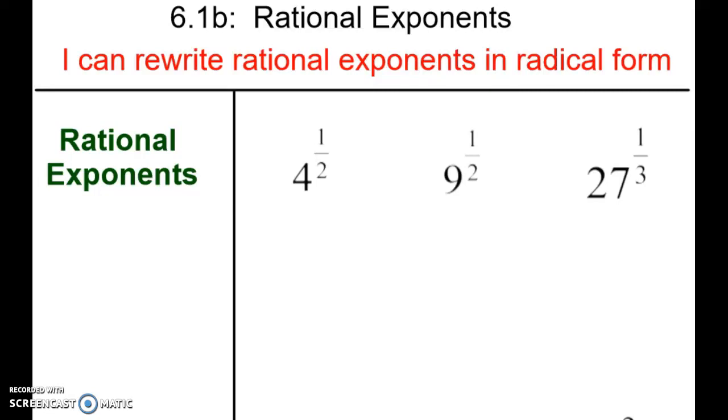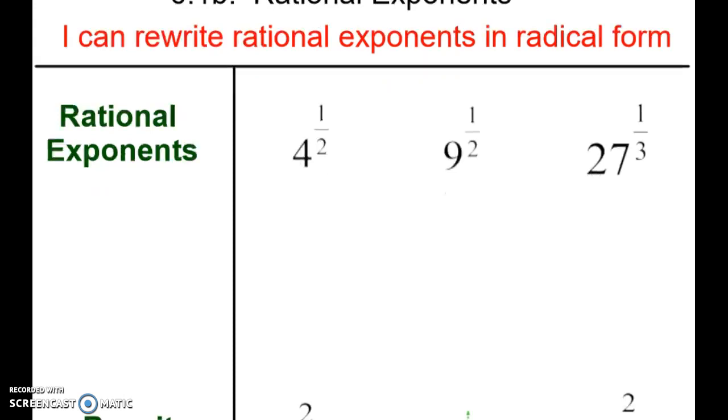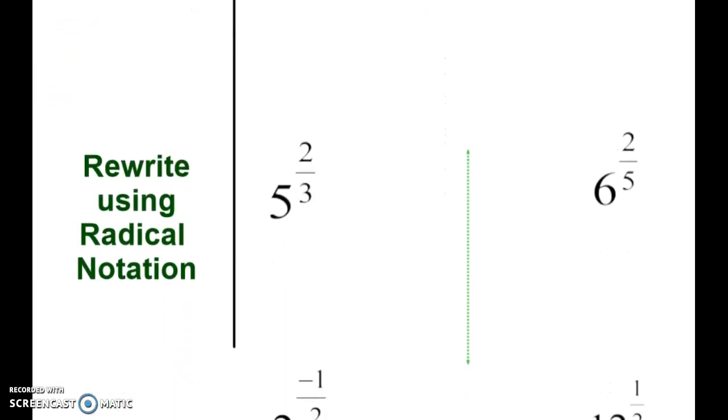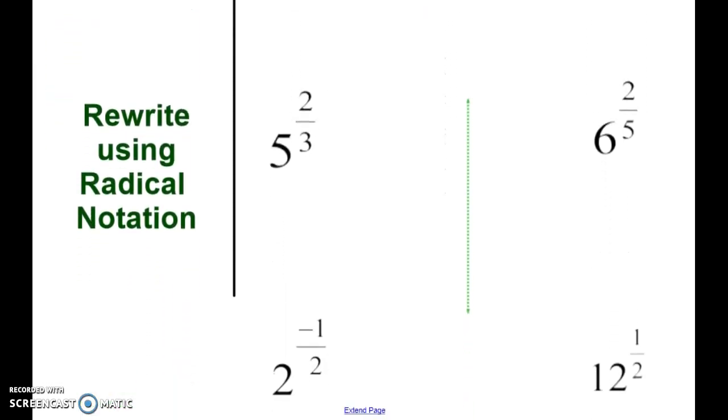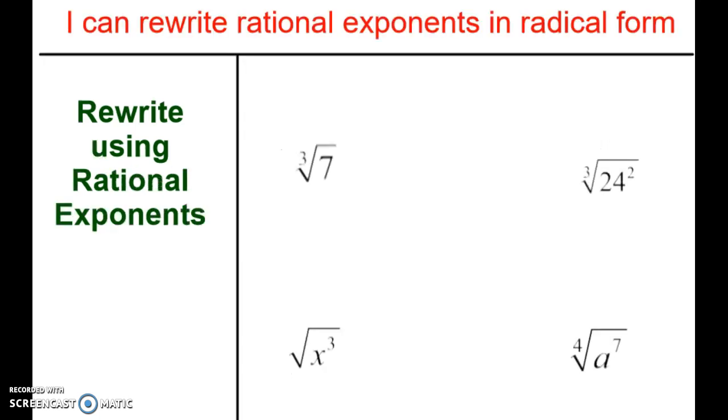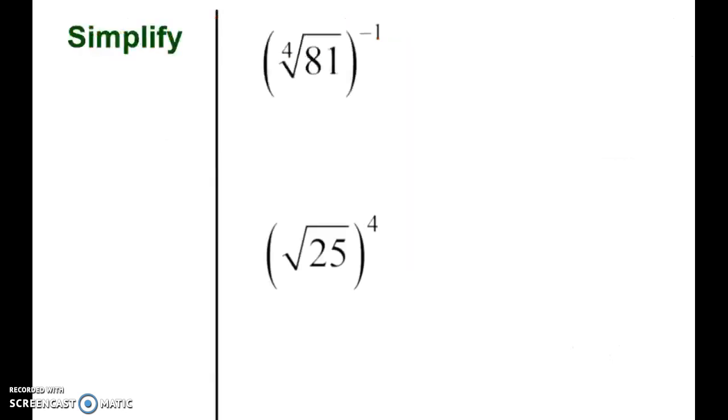Okay, so yesterday we talked about rational exponents and what it meant. And we worked on rewriting things that were in rational exponents, rewriting them in radical notation. And then we worked on rewriting things that were already in radical notation with rational exponents. Today what we're going to do is simplify some of these things.